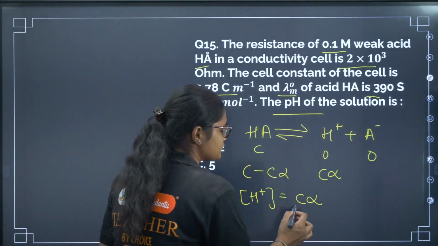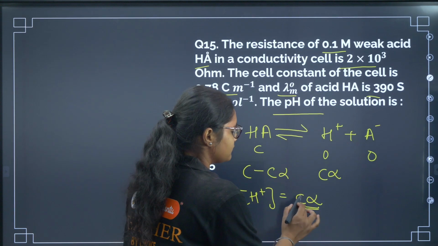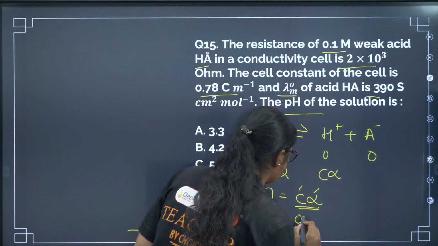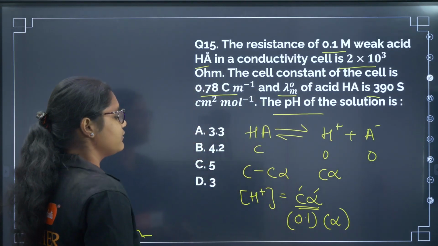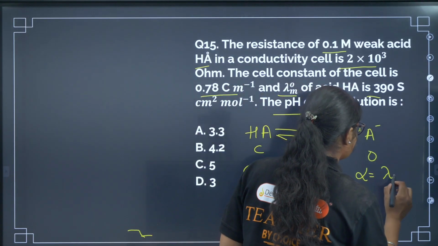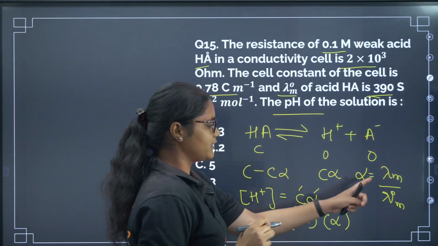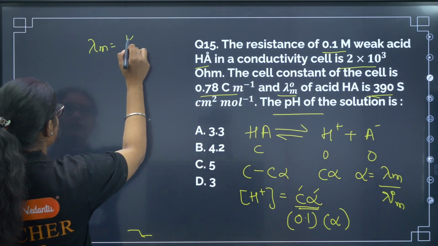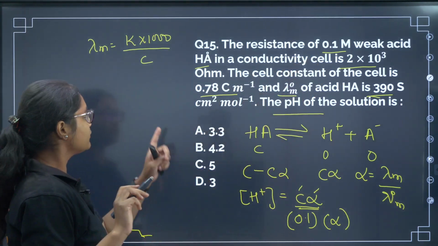So first of all, our task is to find the concentration of H plus. For that we need C and alpha. C value is given as 0.1, so our task is to find the alpha value. We'll go backward. We know the alpha formula is lambda m by lambda naught m. Lambda naught m is given to you, so we have to find lambda m. Lambda m is kappa into 1000 by C. Concentration is given, but we don't know the kappa value.